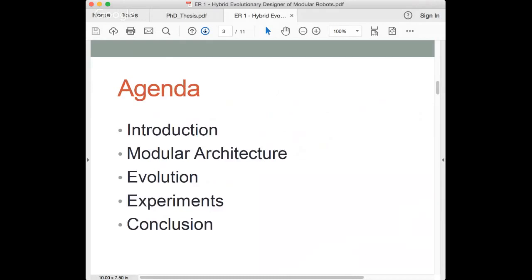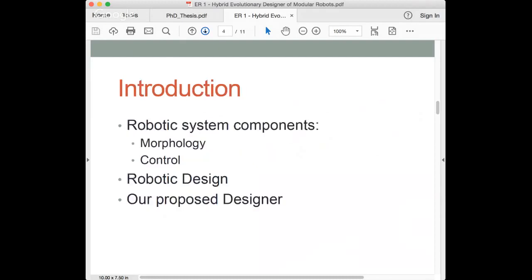Our agenda for today will cover an introduction. Then we are going to discuss modular architecture, then evolution in general, and evolution in regards to this proposed system, and some experiments we've done in order to test the proposed system. And then finally, we're going to conclude and have a Q&A session. So let's start.